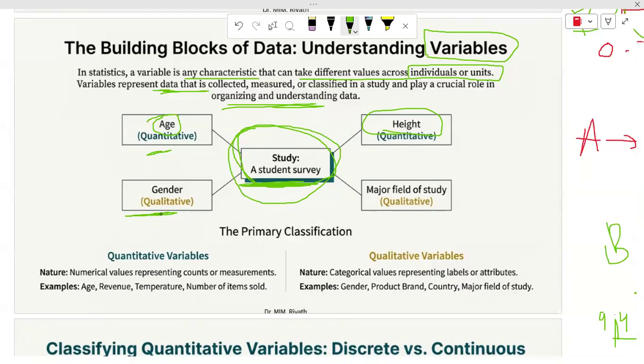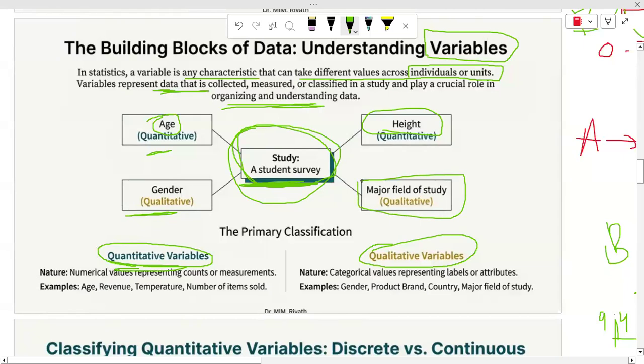So data can be classified into quantitative variables. So variables, not data actually. The variables can be divided into quantitative variables and qualitative variables. Some data are in the form of quality, like a major field of study. Say, for example, what is the major field of your study? If I issue this question now, you may say, I am management.